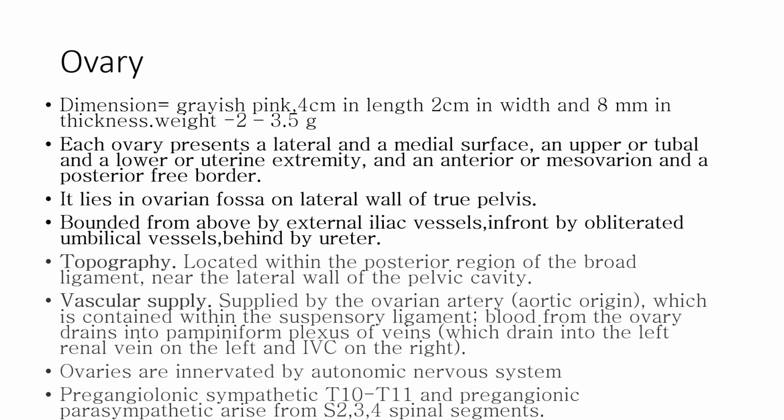Okay. Vascular supply: supplied by ovarian arteries, of aortic origin, which are contained within the suspensory ligament. Blood from the ovary drains into the pampiniform plexus of veins, which drain into the left renal vein on the left and IVC, that is inferior vena cava, on the right. Okay. Ovaries are innervated by the autonomic nervous system, with preganglionic sympathetic fibers from T10 to T11 and preganglionic parasympathetic fibers arising from S2, S3, S4 spinal segments.